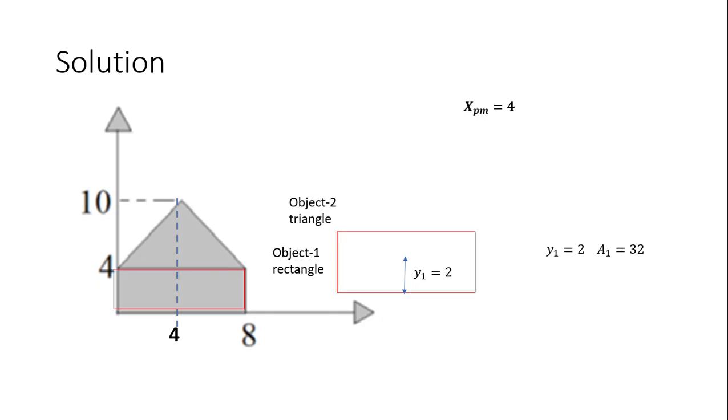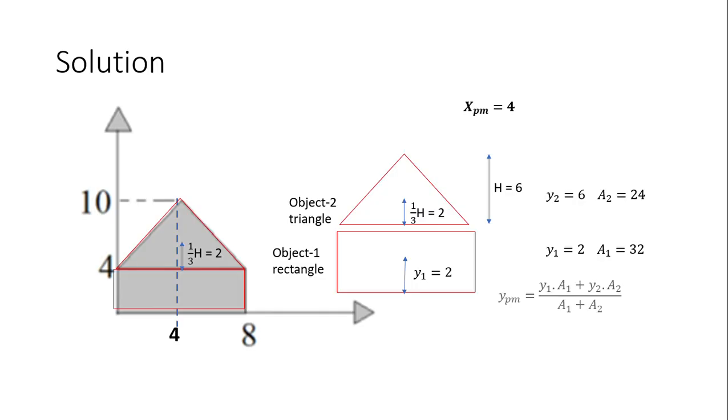The next object is a triangle. Be careful, the height is 6, so this one is 2. But be careful, the coordinate is not 2, because the coordinates start from 0. The coordinate has to be 6, since 2 plus 4 is 6. Area is 24. Then we put into this formula and we get the coordinate of y. Easy, it's not too hard.